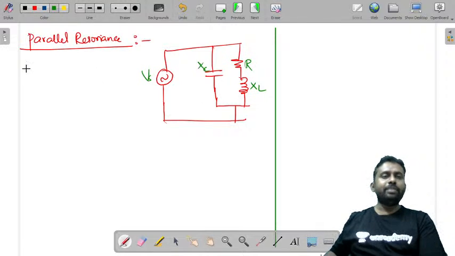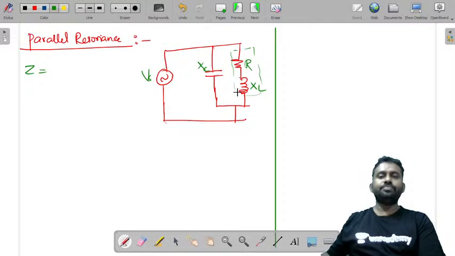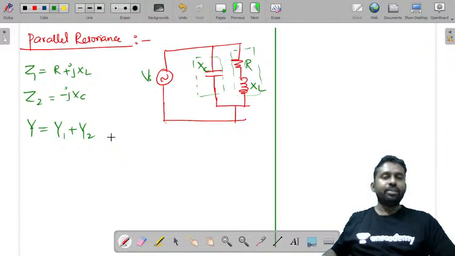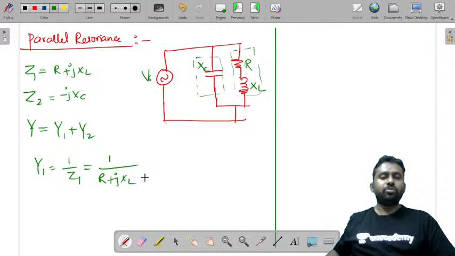Now we'll write the impedance first. Let us call this impedance Z1. So Z1 is equal to R plus JXL. Let us call this impedance Z2. Z2 is equal to minus JXC. Now we can write admittance. Total admittance is equal to Y1 plus Y2, where Y1 is equal to 1 by Z1 and Y2 is equal to 1 by Z2. What is Y1? Y1 is equal to 1 by Z1, is equal to 1 by R plus J into XL.